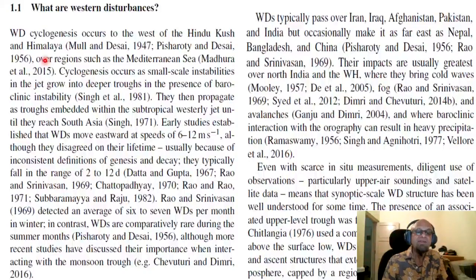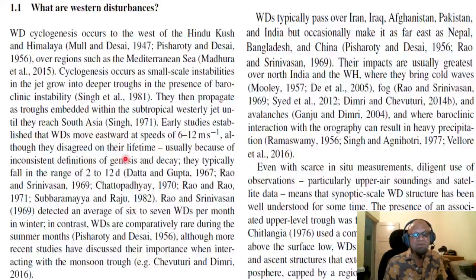Anyway, WD cyclogenesis occurs to the west of the Hindu Kush and Himalaya over regions such as the Mediterranean Sea. Cyclogenesis occurs as small scale disturbances in the jet grow into deeper troughs in the presence of baroclinic instability. Think of them as just vertical shear, if you may. Then they propagate as troughs embedded within the subtropical westerly jet until they reach South Asia.